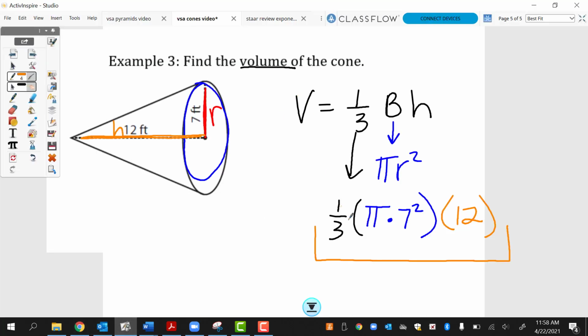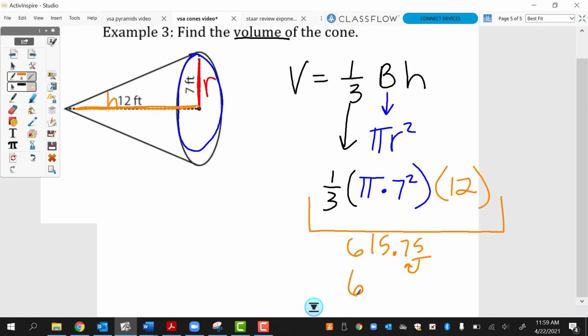So 615.75 rounded to the nearest tenth. That's going to be 615.8. 75 rounds up to an 8. Okay. Pretty straightforward. You're just plugging numbers into the formula so you can go ahead and start the formative.